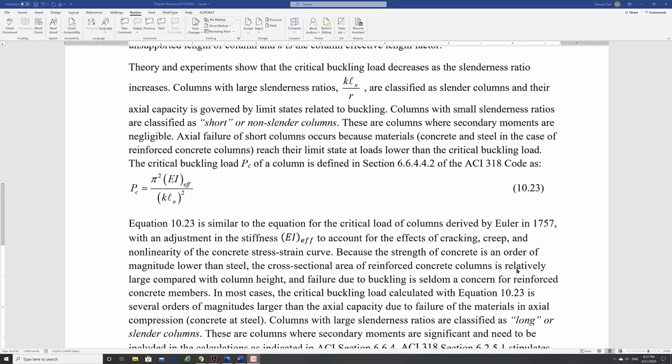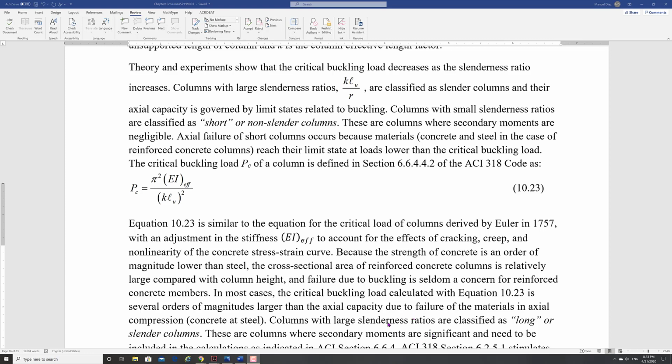So that means that the critical value you have here is a lot larger than for some steel member. Okay, and that's why in steel members, checking for this buckling load is so important.